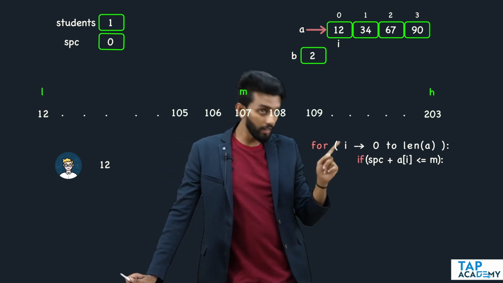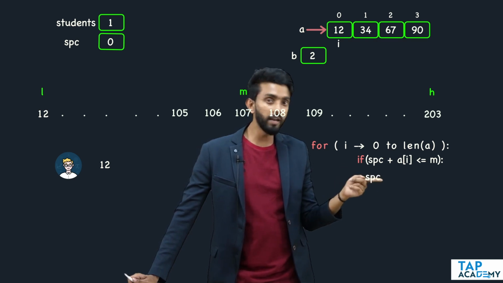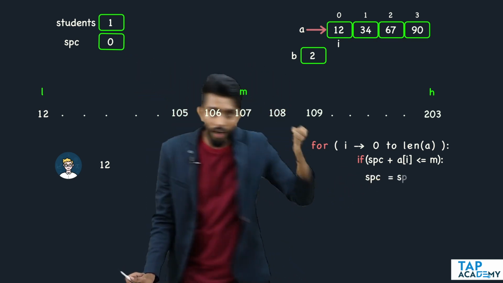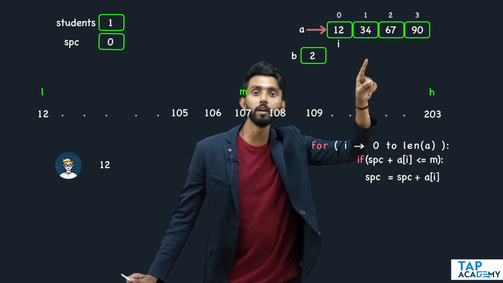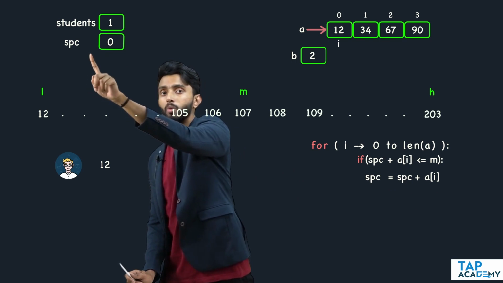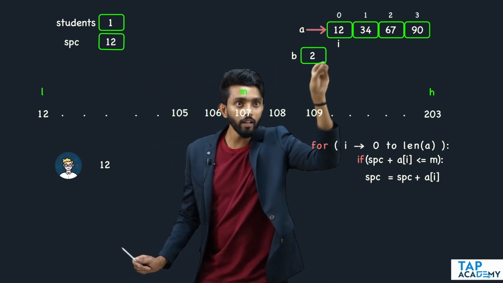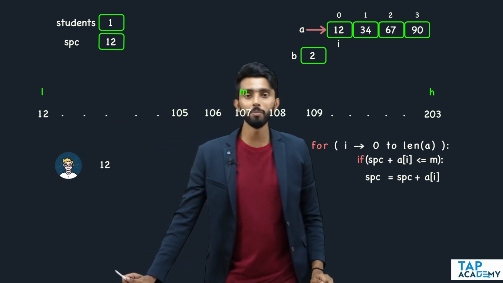So, to allocate it inside the if condition, I will take SPC and update it by saying, please take the old value of the student page count and to that add the ith element. So, 0 plus 12 is 12, which means student page count becomes 12, and hence I have taken this 12 and I have allocated. That is what I am showing. Hope you are able to think.